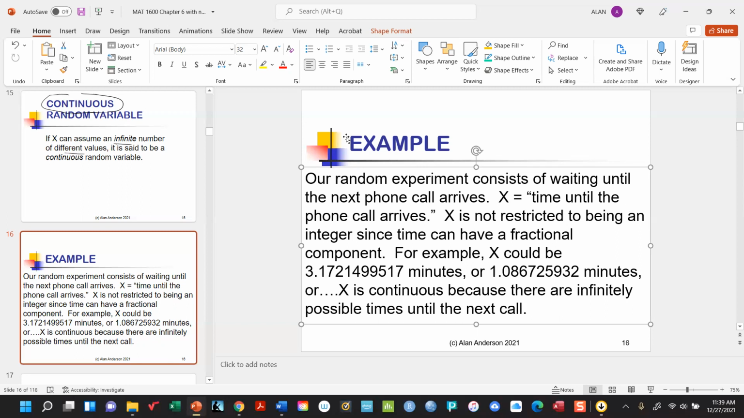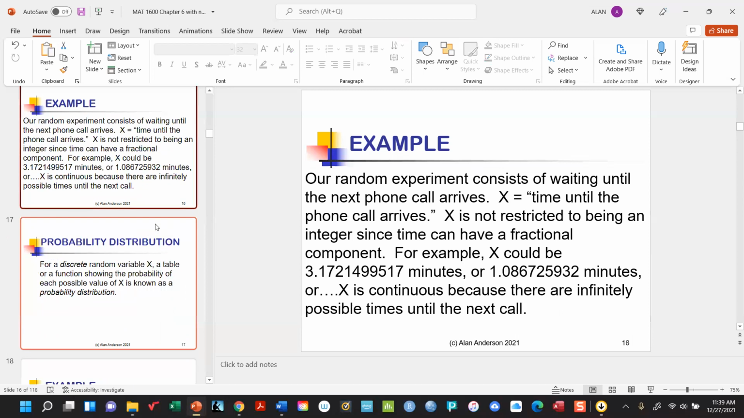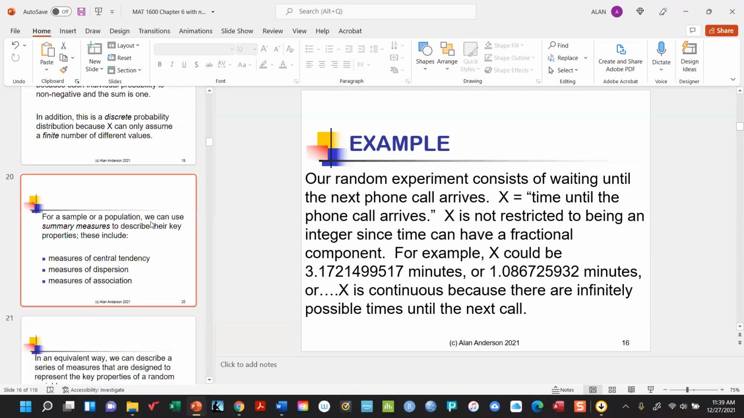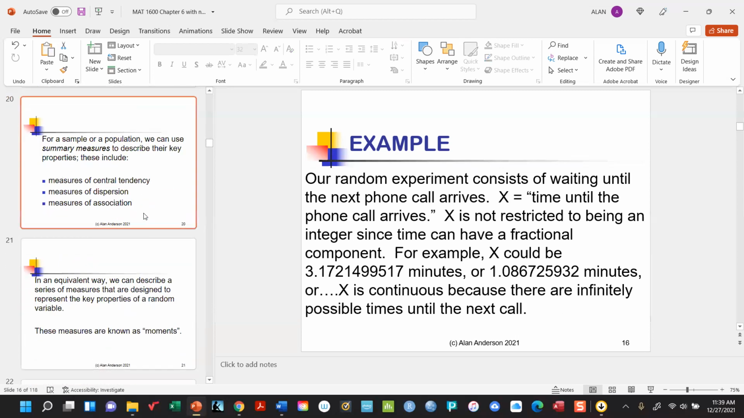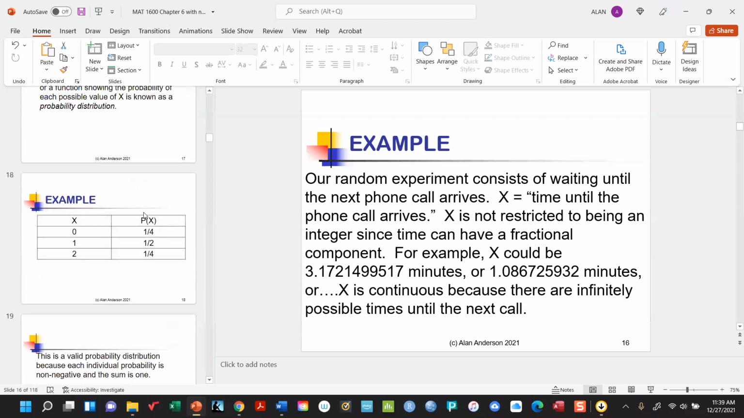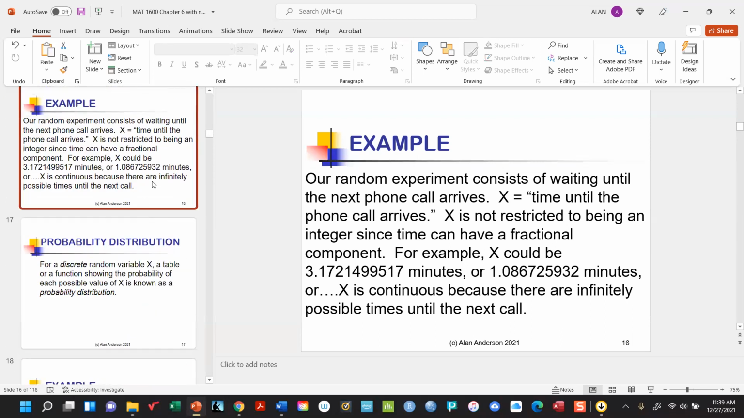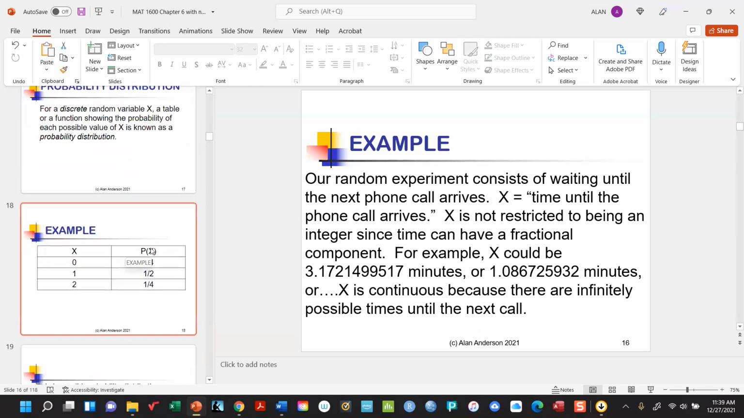So now it turns out that in many applications, well, actually, before we even get to that, what I would like to do is show you an important way of defining the properties of a random variable.